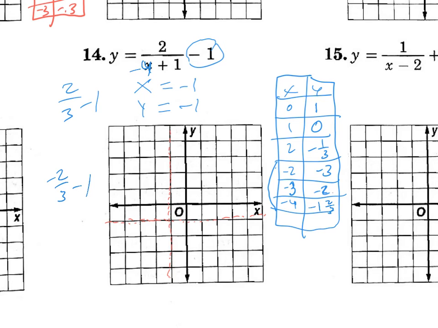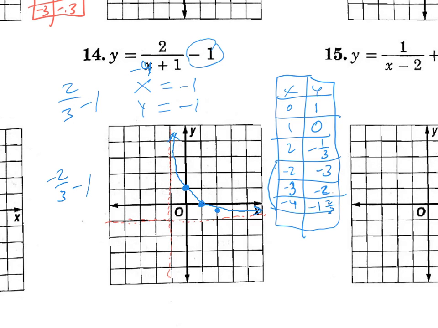We'll have a dot at 0, 1, right? So right here. We'll have a dot at 1, 0. And then we'll have a dot at 2, negative 1/3. So, approximately right there. And so that kind of gives us an idea of where our curve is heading. We get really close to our asymptotes, but never quite touch, right?